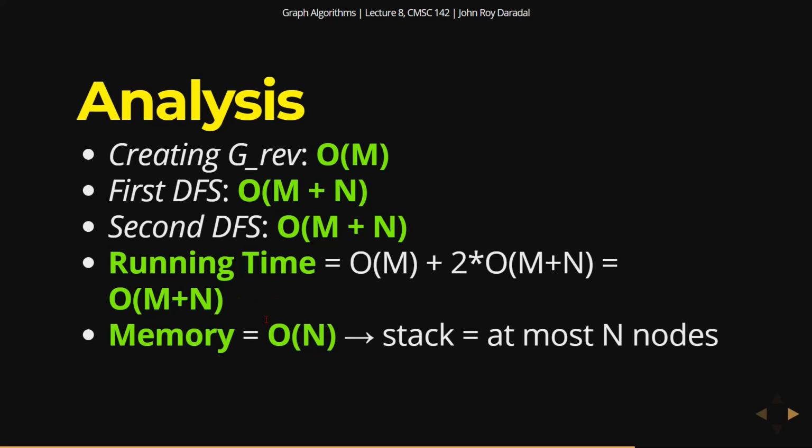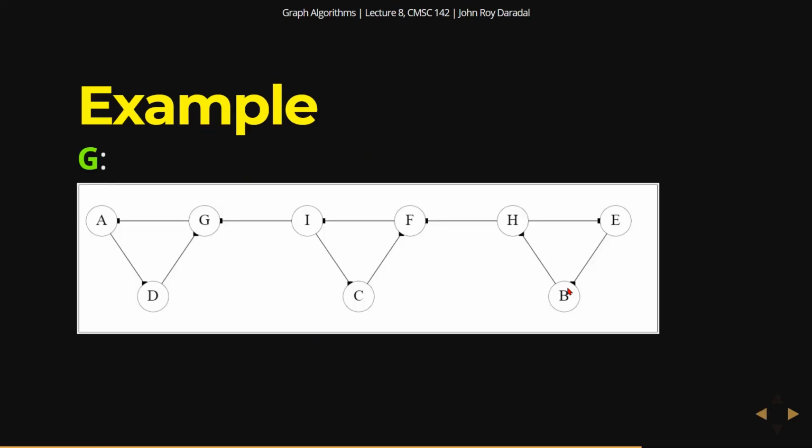And for the memory, it uses O of n because we use a stack in the 2 DFS, and the stack could accommodate at most n nodes because we're pushing the nodes to the stack when we're doing DFS. Okay, so it's still linear time and it has O of n memory. Okay, so let's now go through the example.